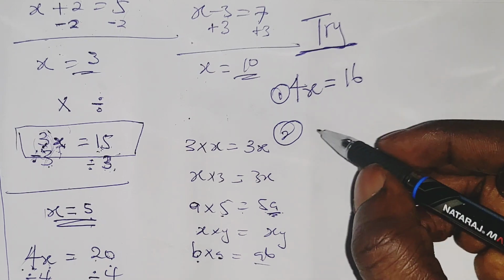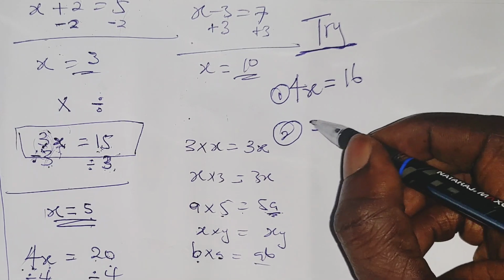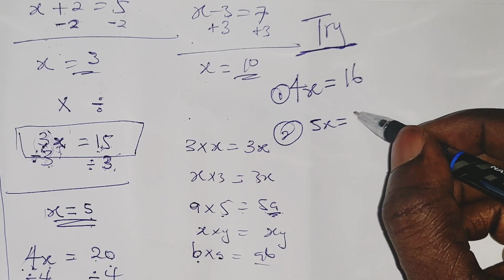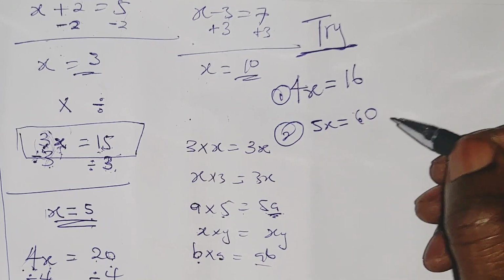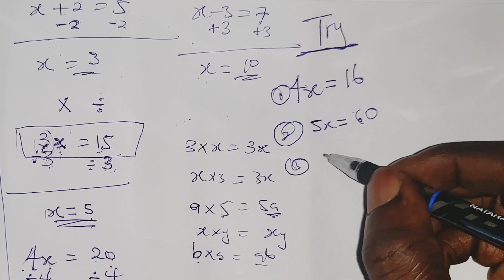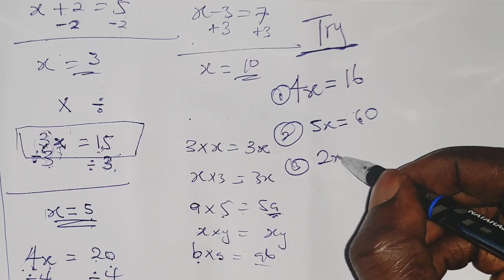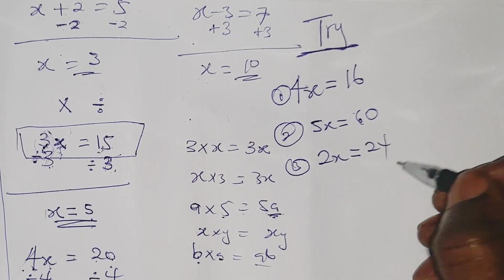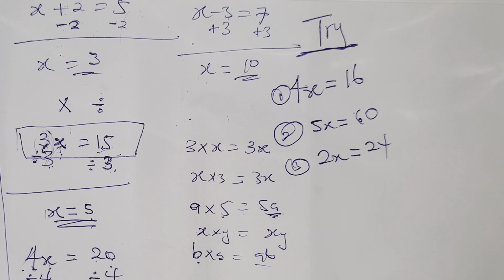So let's say we have also 5x being equal to, let me write a bigger number, 60. Then the third one, we have 2x being equal to 24. Okay, so try this one, and I'll see you in the next video.